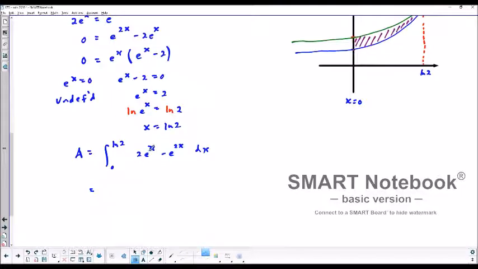So the first one, well, actually, why don't you please pause the video and find the antiderivatives here, just to make sure that you're getting these correct. So pause the video now and work these out, please.